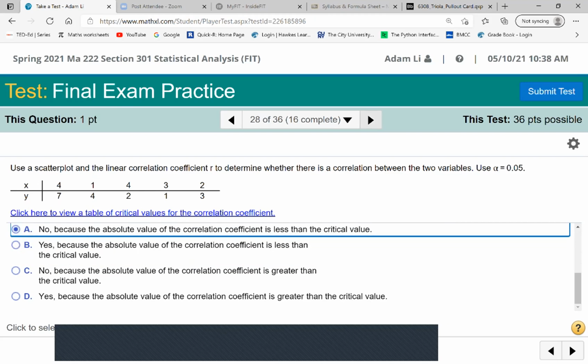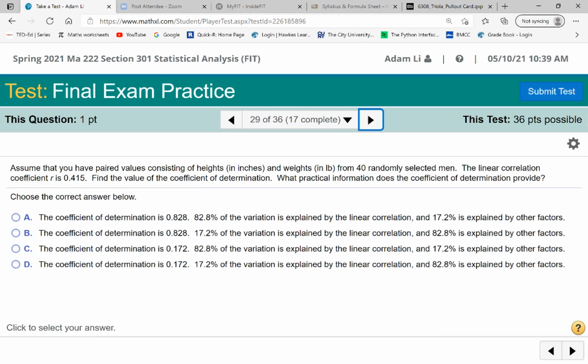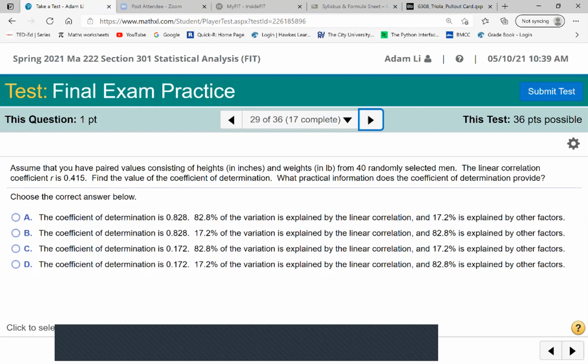Okay, that's 28, 29. We are given R equals 0.415. So the coefficient of determination will be R squared. If you square R, 0.415 squared, you get 0.172, rounded to 3 decimal places. So the coefficient of determination is 0.172 once you square this number.